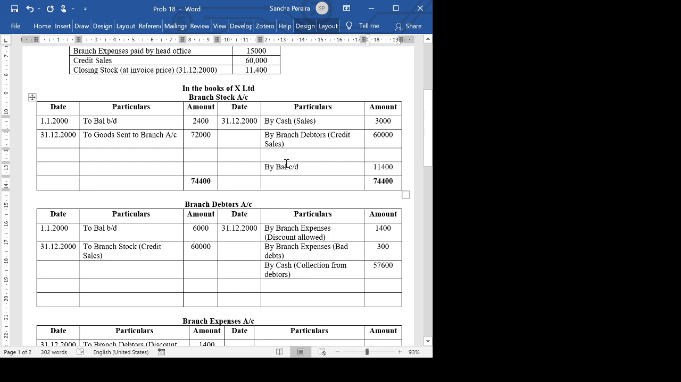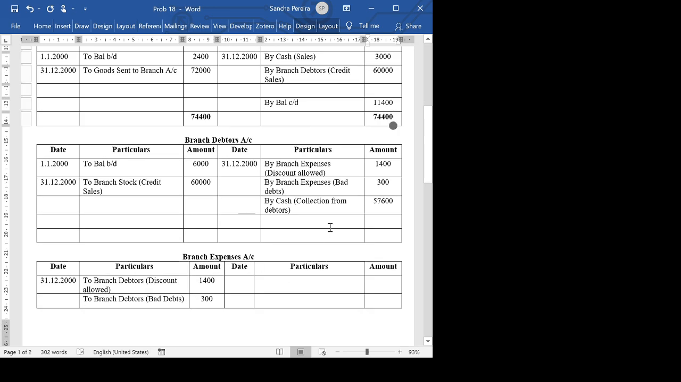Sometimes there's something called surplus or shortage, which we're going to see in the next problem. This is a simpler problem, that's why I've done it first. If you see here, it's tallying, and there is no problem at all. There could be a balancing figure which you need to consider in other problems, but right now it's tallying, so there's no balancing figure.